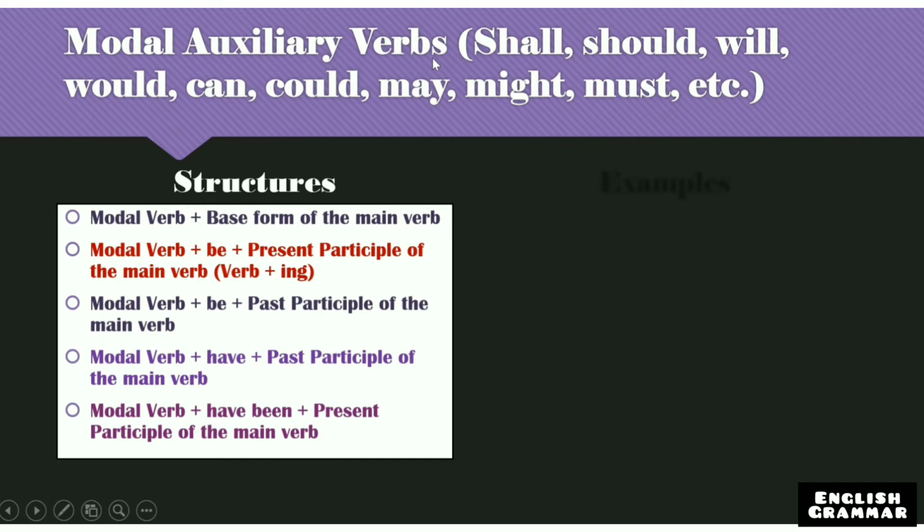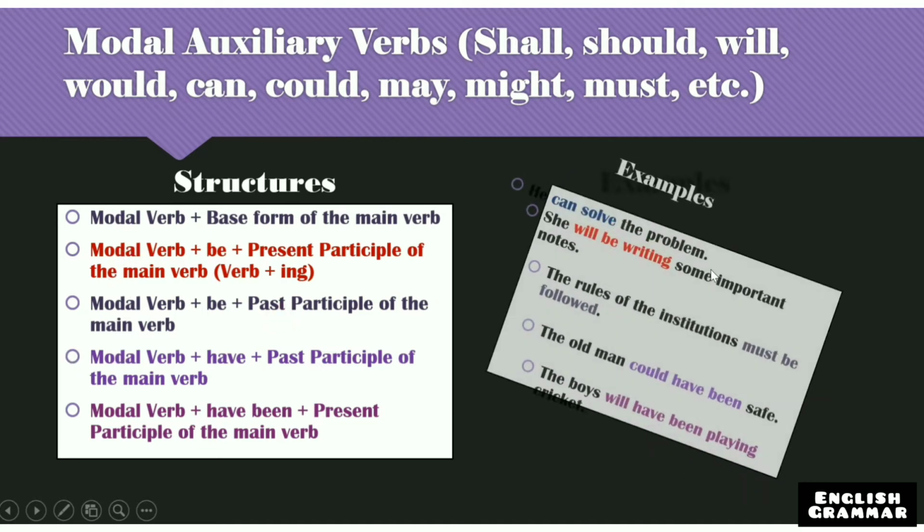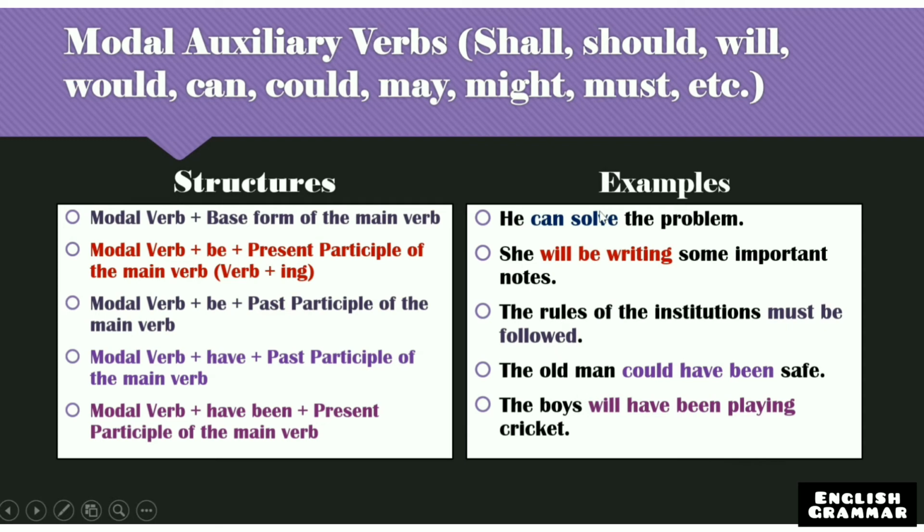Modal auxiliary verbs are used to show possibility, politeness, or obligation. Here I have written 5 structures. In 5 ways I can use modal auxiliary verbs. If I talk about these examples, we will find how we have used modal auxiliary verbs in each sentence. In the first sentence I used the base form of the main verb after modal auxiliaries.